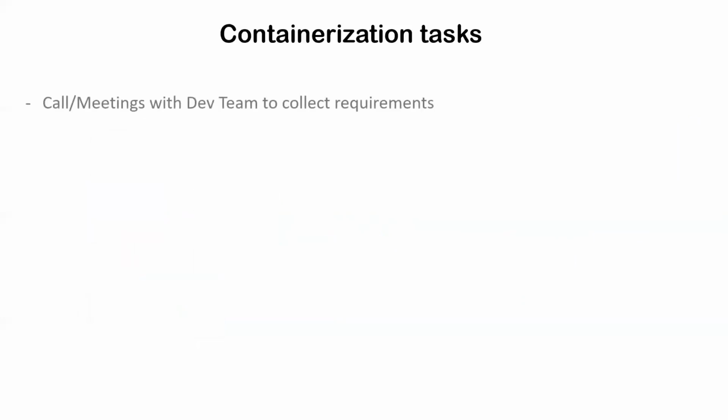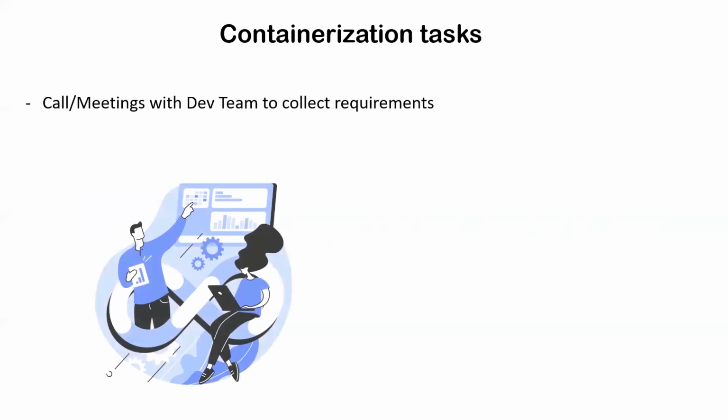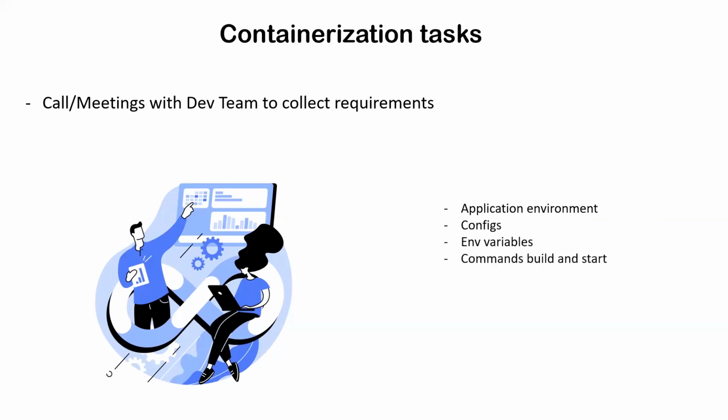So the first and very important thing is we used to have a call with dev teams to collect the requirements and to understand the application. Requirements as in application environment. So let's say, for example, if it is a Java application, what kind of environment does it require? Java 8 or Java 11? All those application environment requirements we used to take, as well as configuration information, environment variables information, commands to build the application, commands to start the application, and also port information.